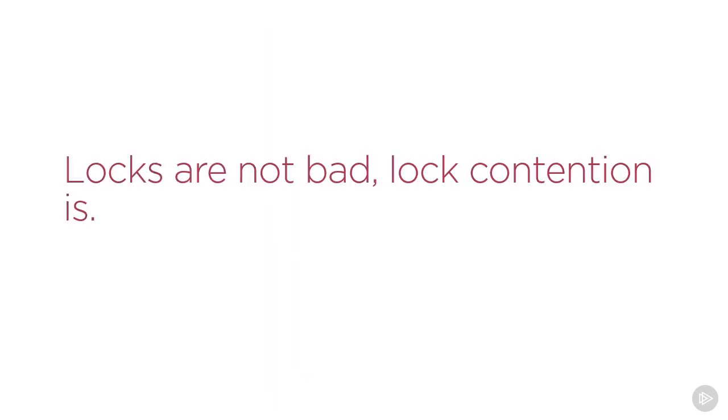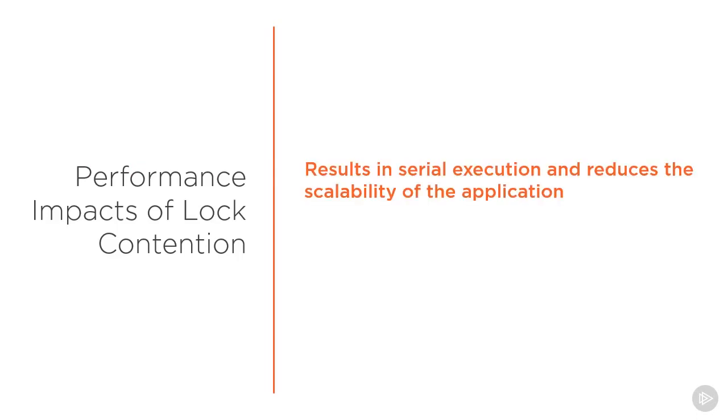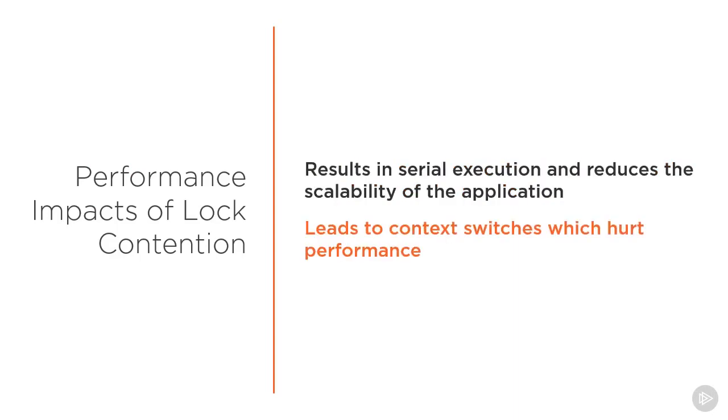One important thing to note is that locks are not bad, lock contention is. When lock contention happens, only the winning thread can run. This means that you're reduced to serial execution instead of parallel execution, and the scalability of the code takes a hit. Lock contention also leads to context switches, which are expensive and hurt performance as they involve storing and restoring state, cache invalidation, and data locality misses.